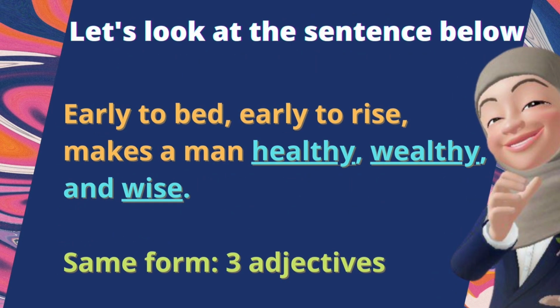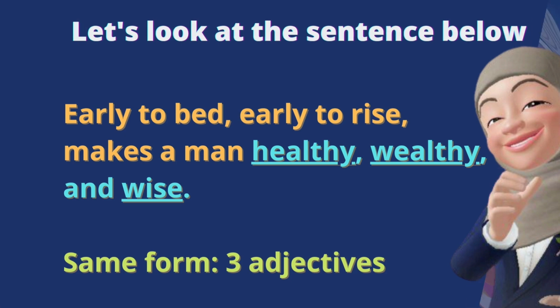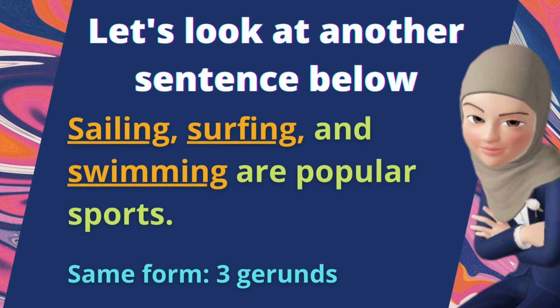Now let us look at the sentence below. Early to bed, early to rise makes a man healthy, wealthy, and wise. In this sentence, the same form of adjectives is used. There are three adjective words in the same sentence, which are healthy, wealthy, and wise. So it makes the sentence clear and easy to understand. Now, another sentence is: sailing, surfing, and swimming are popular sports. So sailing, surfing, and swimming take the same form, which is gerund.